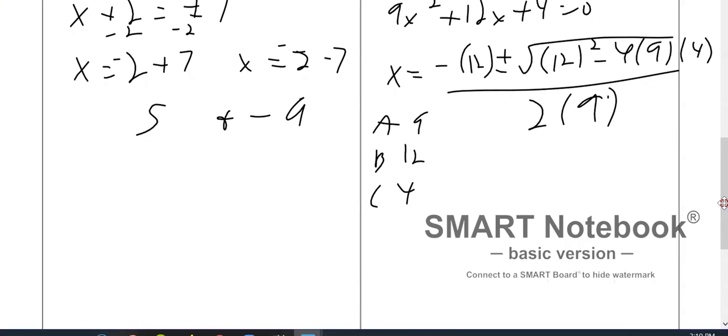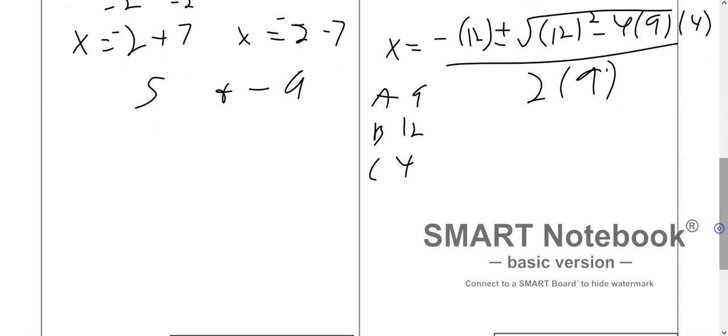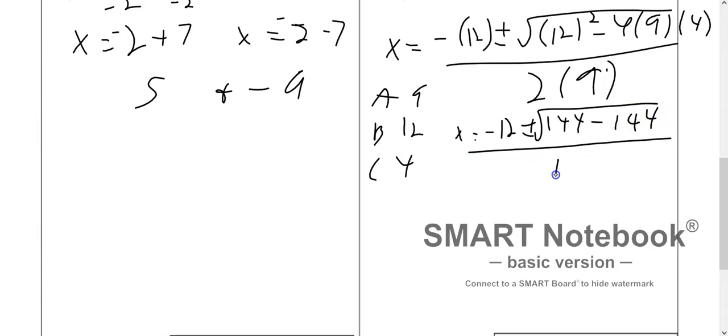So, b goes here, b goes here, a goes here, c, and a again. And now it's just simple number crunching. Okay? So, x equals the opposite of 12 plus or minus the square root of 144 minus 4 times 4 is 16, and 16 times 9 is 169. Sorry, I'm going to redo that. I typed in 19 into my calculator instead of 9. So this ends up being 144 over 18.